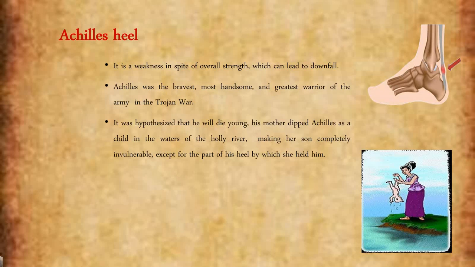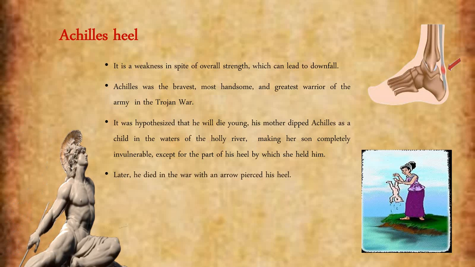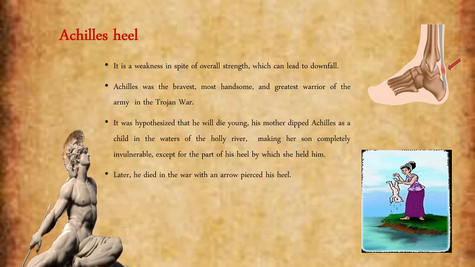That's why his mother immersed him in water, holy water, so all his body was protected. He cannot be caught. But unfortunately, she had to keep a part of his body not dipped in the river, so she could hold him. That's why she kept a weak part in his body, which is his heel. He was brave. He stayed alive until he was 25 or 30 years old. But unfortunately, he died when someone knew the story and pierced his heel and he died there.